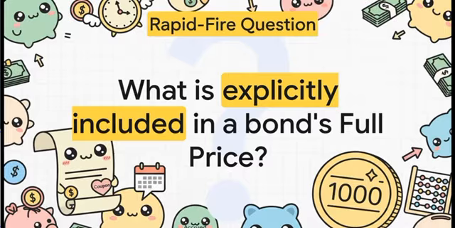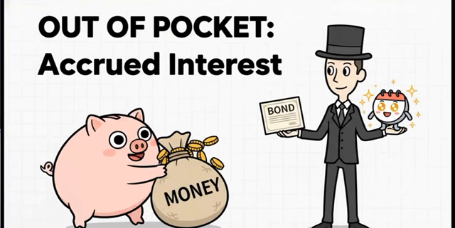Let's throw in one more trap check to ensure you're totally locked in. Rapid fire question 2. Which component is explicitly included in the full price of a bond? Is it A, the coupon, B, accrued interest, or C, the face value? And the answer is B, accrued interest. Remember, the full price or dirty price is exactly what you pay out of pocket, which means compensating the seller for the interest they've earned but haven't actually received yet. If you got that right, huge congratulations on mastering a very tricky exam concept.